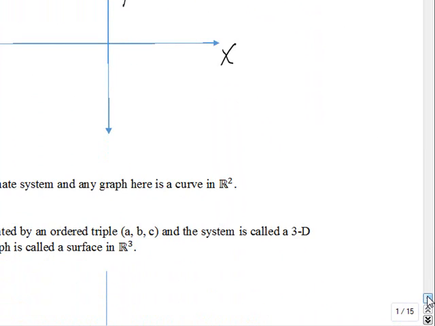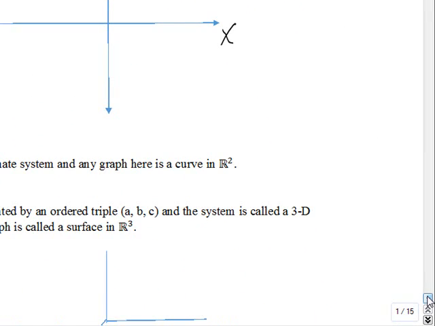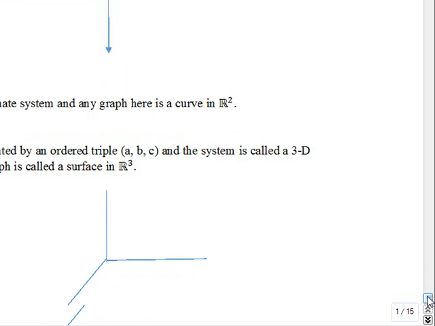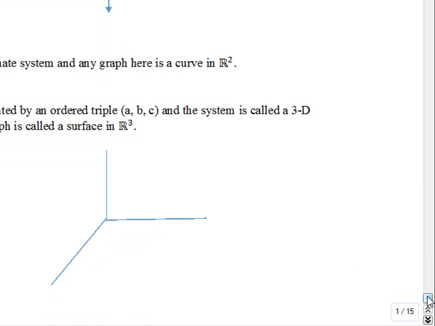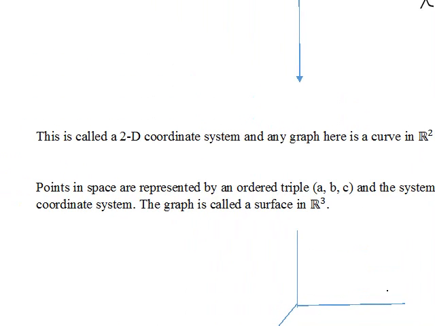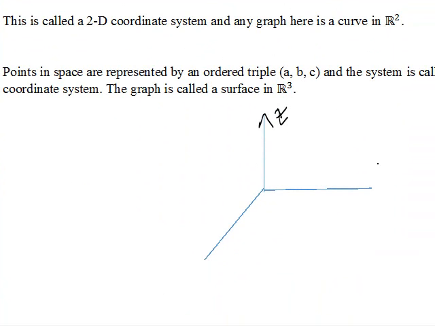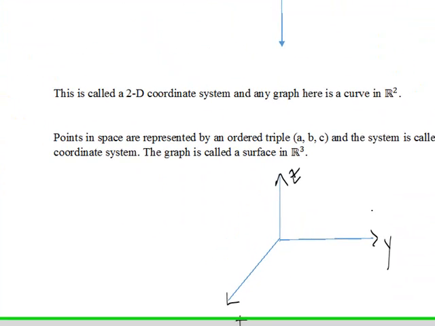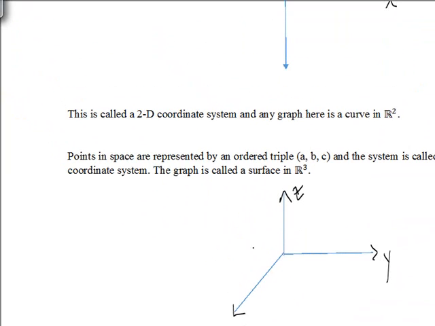Here we look at points in space, represented by an ordered triple (a, b, c). And this system is called a 3-dimensional coordinate system. The graph is a surface in R3. So the vertical axis is the z-axis, this one is the y, this one is the x. Sometimes the x and y are interchanged. These only represent the positive axes. I did not extend it to show the negative axes.